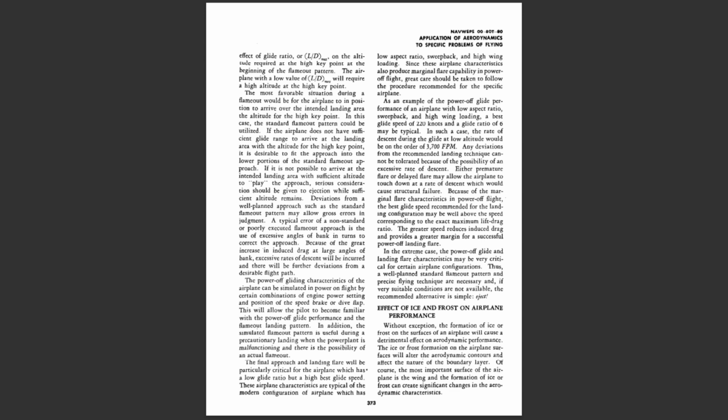As an example of the power-off glide performance of an airplane with low aspect ratio, sweepback, and high wing loading, a best glide speed of 220 knots and a glide ratio of 6 may be typical. In such a case, the rate of descent during the glide at low altitude would be on the order of 3,700 feet per minute.